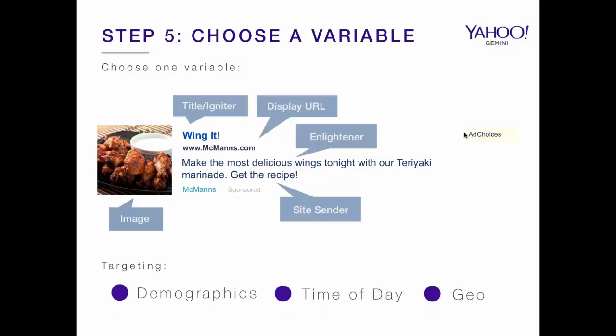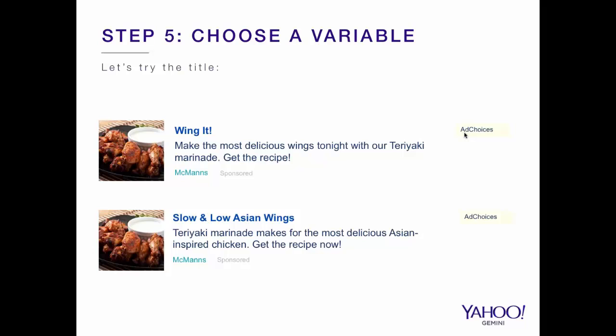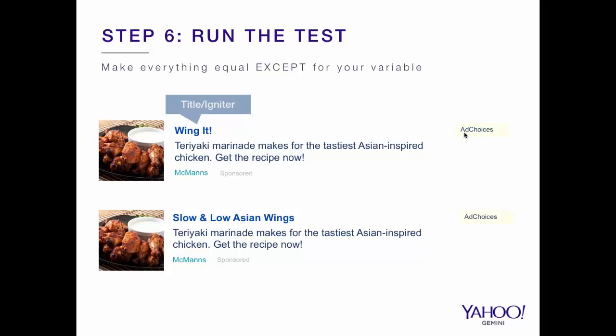So we're going to keep, again, just to reinforce what I said at the beginning, all our targeting, whether it's demographics or if we have day parting or any geo-targeting, all of that is going to be the same. We're going to run this in the same ad group, or if it's native, in the same campaign. So let's try the title. And let's keep the igniter title the same, make everything equal except for the variable.